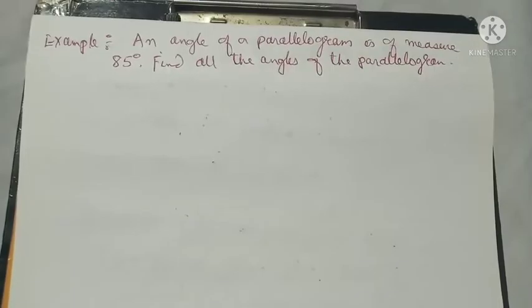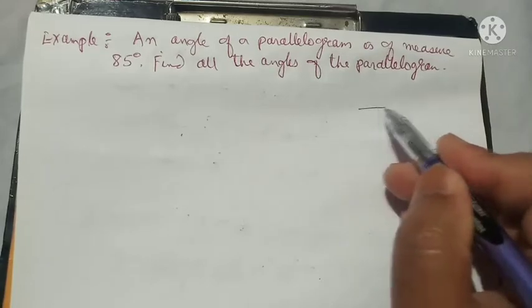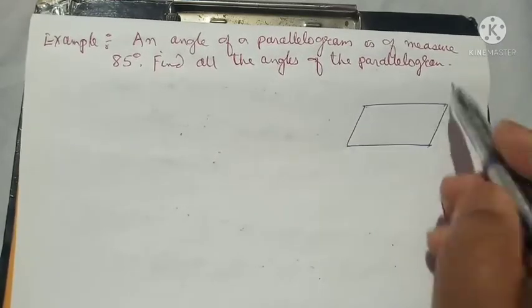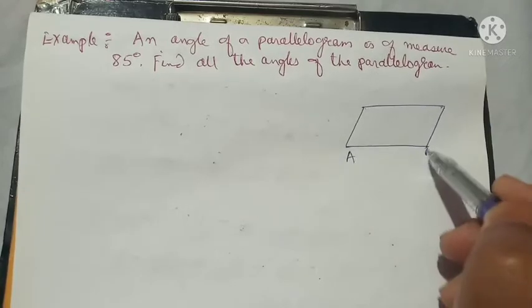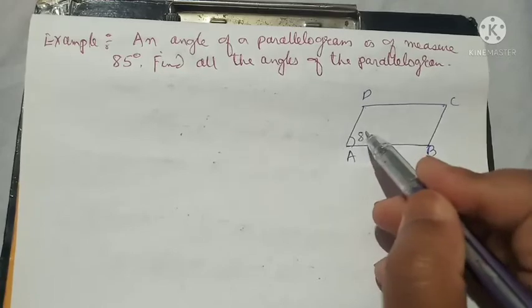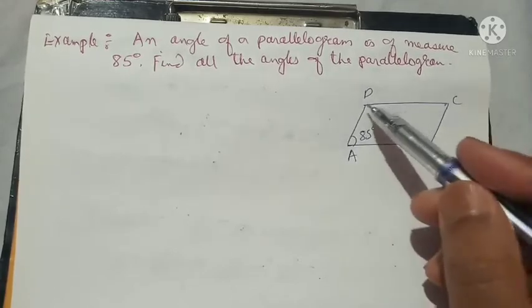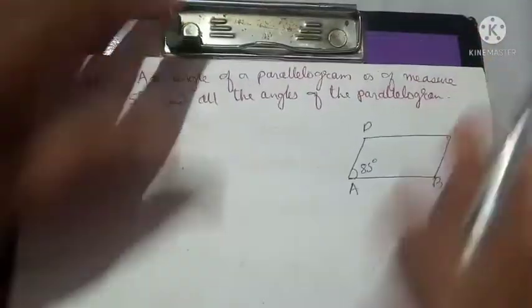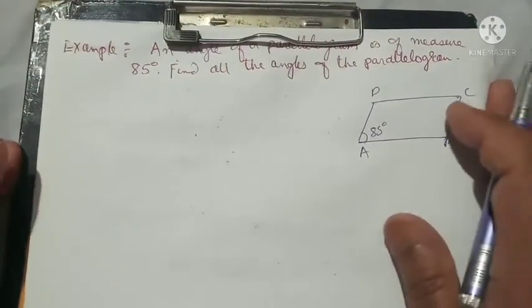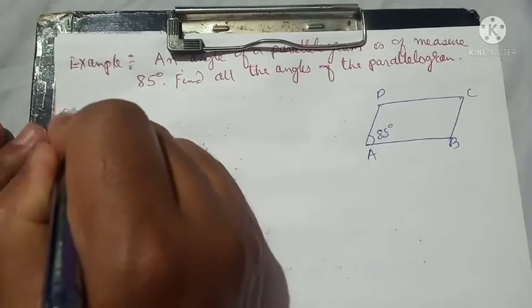Let's say another example. One angle of a parallelogram is of measure 85 degree. Find all angles of the parallelogram. Let's draw one parallelogram. This is a parallelogram. We call it ABCD. One of the angles should be 85 degree, and then we have to find out all the angles. See, we have to use here the properties of parallelograms also.